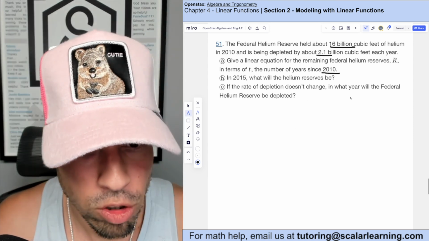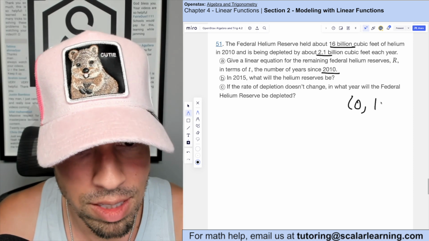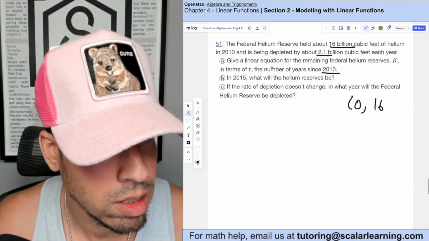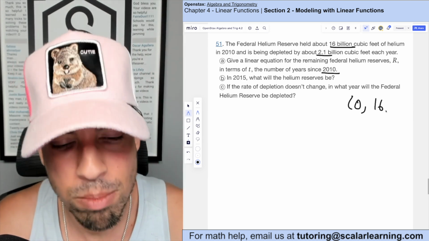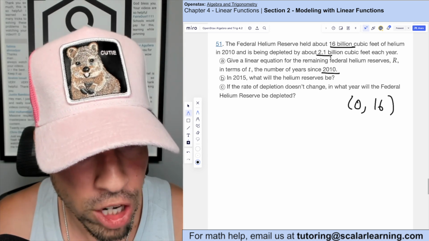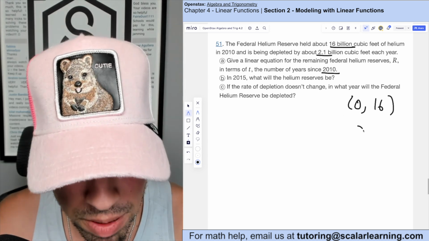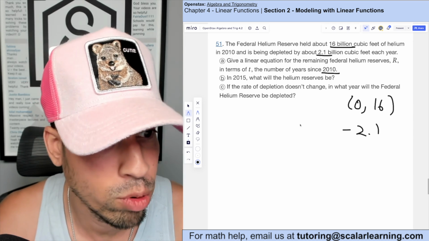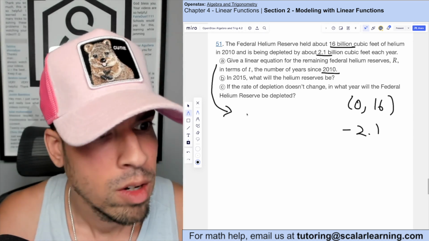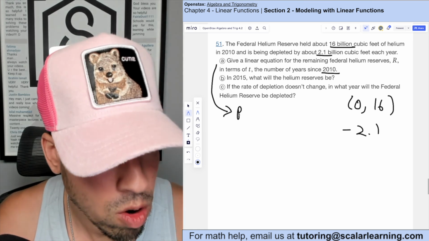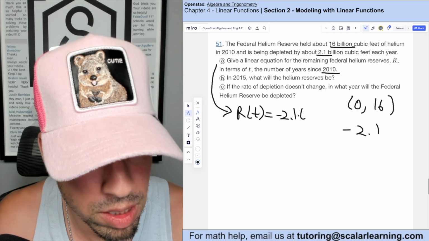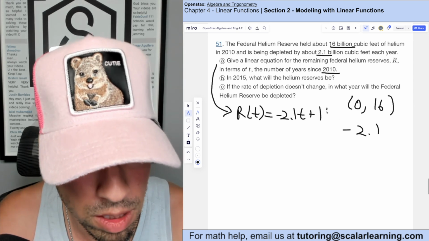So we can create our two coordinates here, 0, 16. Again, it's in billions, right? It doesn't say in billions, but let's do it in billions so we don't have these crazy big numbers. And then it says the rate of change is 2.1. And since it's being depleted by that, it would be negative 2.1, which means now we have enough information for a nice equation. We can say that R of t equals my slope, negative 2.1 times t, plus my y-intercept of 16, and there's part A.